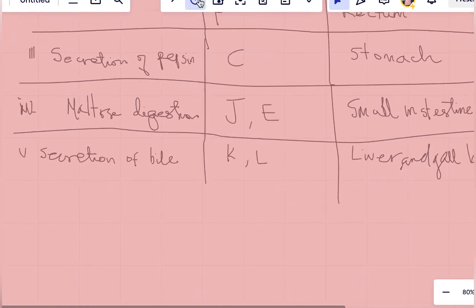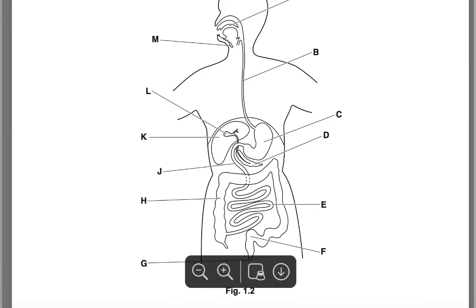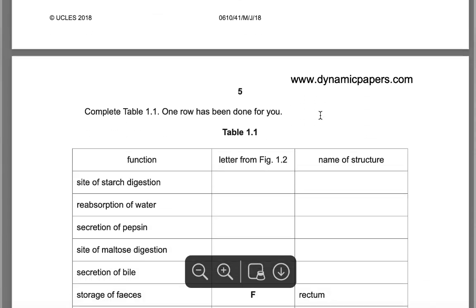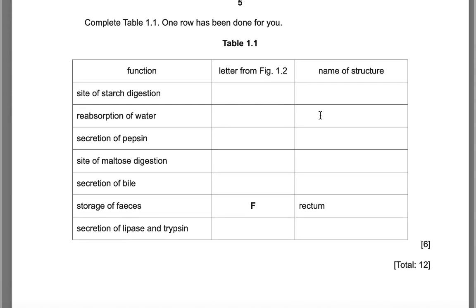Now let's go to another functionality. Another functionality in the question, we say storage of feces. I think it's in the, oh, they've done this for us, in the rectum. I remember they've done this one. So we skip that, right? Storage of feces is F, the rectum.